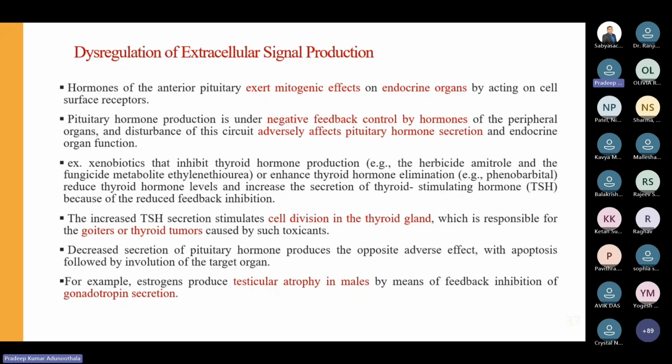And if there is any enhancement in thyroid hormone elimination, phenobarbital reduces thyroid hormone levels and increases secretion of TSH hormone, and that reduces the feedback inhibition. The increased TSH secretion stimulates cell division in the thyroid gland, that leads to goiters and thyroid tumors as well. And decreasing the secretion of pituitary hormone produces the opposite adverse effects, that leads to apoptosis followed by involution of the target organ. An example for this is estrogens producing testicular atrophy in males by means of feedback inhibition of gonadotropin secretion.